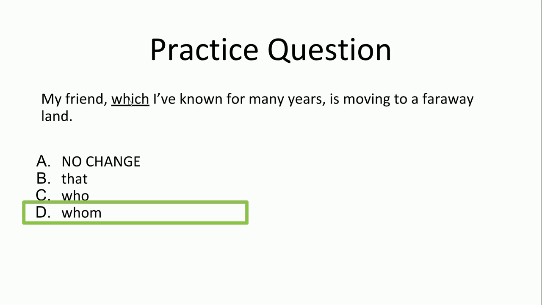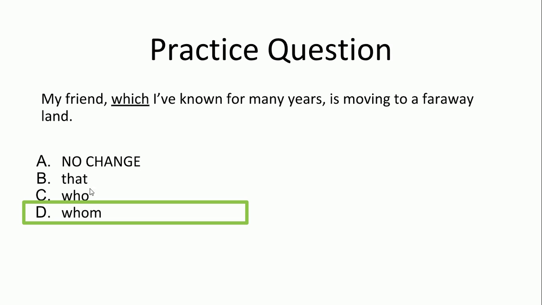My friend is a human. That means I have to use who or whom. You can see now why these are called pronouns, because I'm substituting this word for my friend. Which and that refer to non-human nouns. So I can immediately eliminate A and B. I know those are wrong. This has to be who or whom.